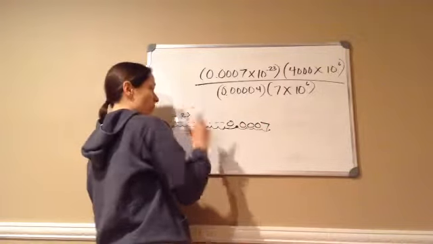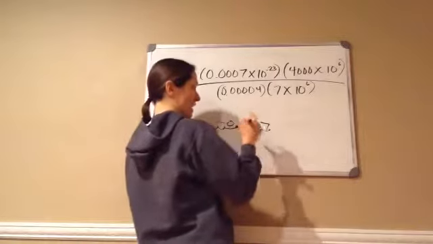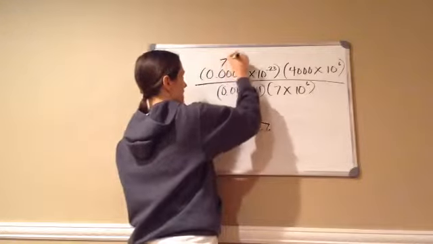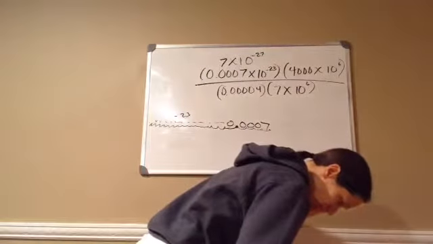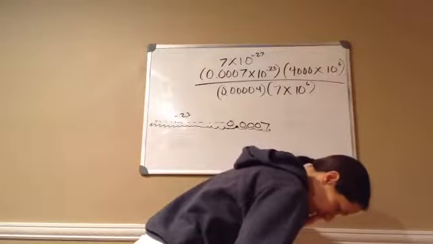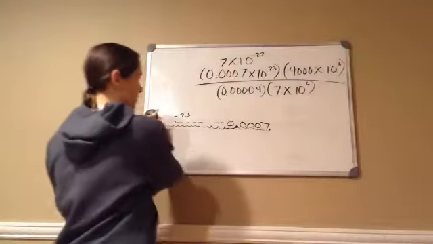So negative 4 more would become negative 27. So this would be 7 times 10 to the negative 27th power. Okay? Hopefully you can see that. All right? Let's do the next one.